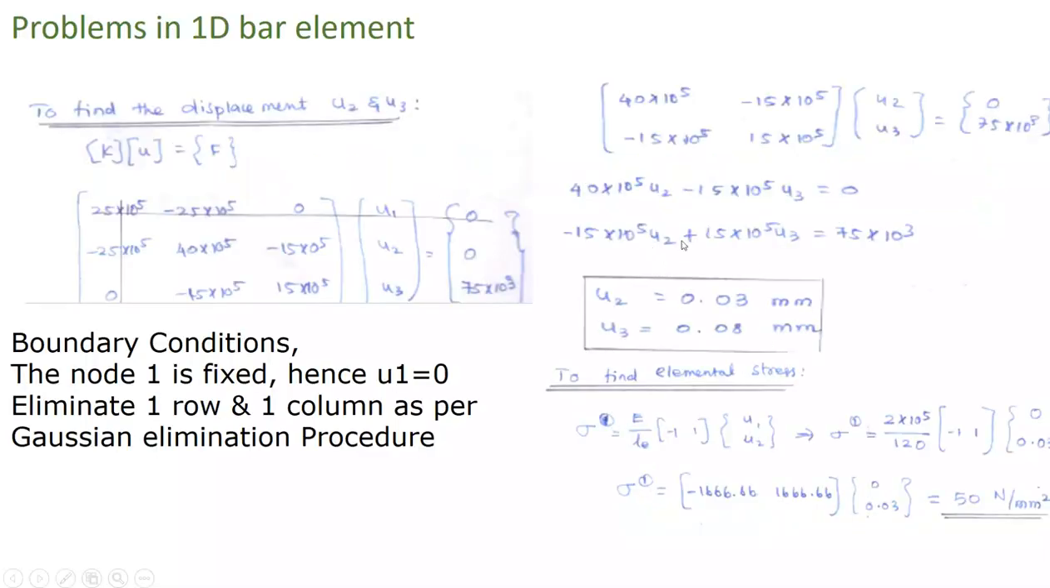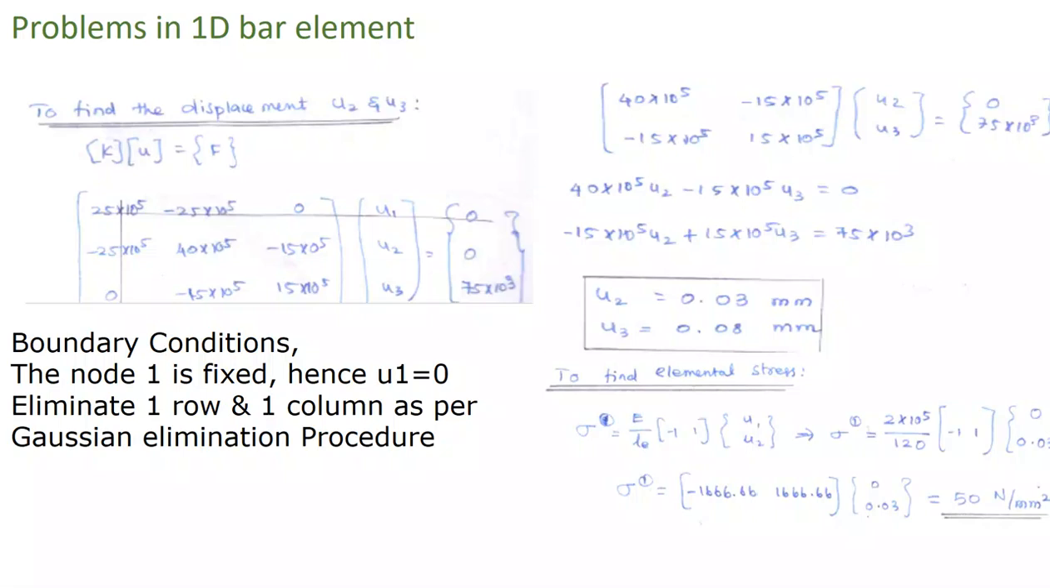So the general finite element equation is force vector equal to stiffness matrix into displacement vector. We have already found the global stiffness matrix. That will be 25 into 10 to the power 5, minus 25 into 10 to the power 5, 0; minus 25 into 10 to the power 5, 40 into 10 to the power 5, minus 15 into 10 to the power 5; 0, minus 15 into 10 to the power 5, 15 into 10 to the power 5. The displacement vector will be u1, u2, u3, and the force vector will be f1, f2, f3.